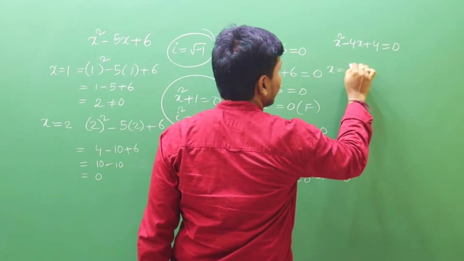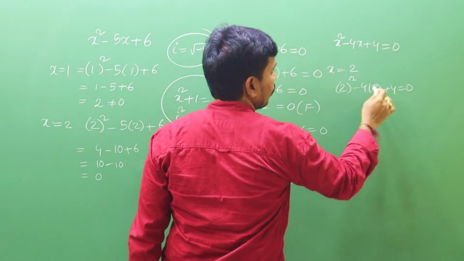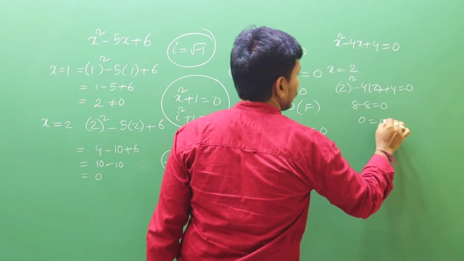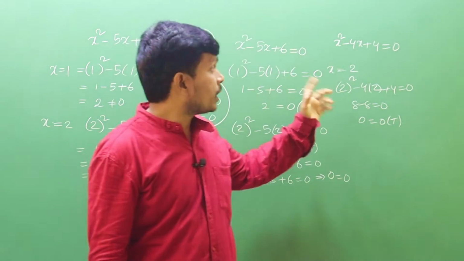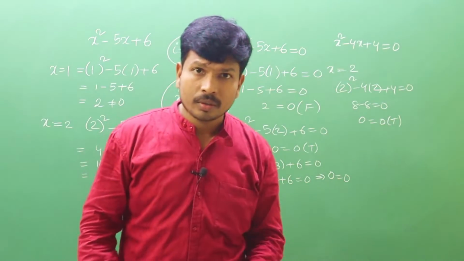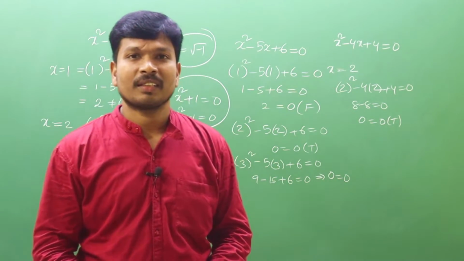x value 2, you take it. So what did you get? 2 square 4, 4 plus 4 8, 8 minus 8, 0 equal to 0. True value, got it or not? So 2 is the root of this equation. Will there be one more root for this? Definitely it has one more root.